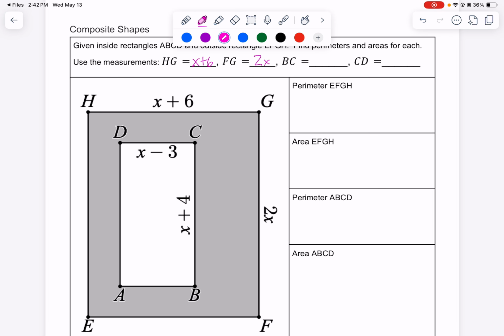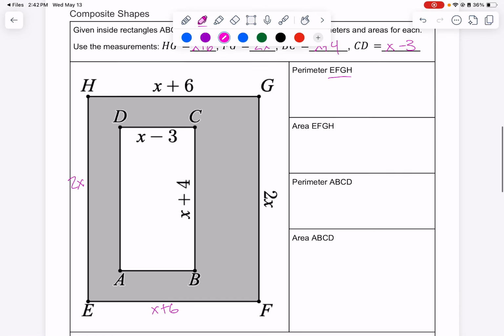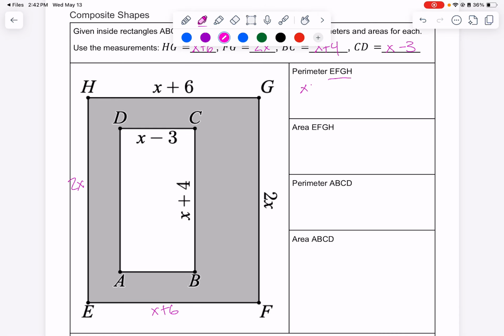BC, so that's my vertical here, is x plus 4. And DC or CD is x minus 3. The perimeter of EFGH, that's the larger rectangle going around the outside. Well, I'm going to have a 2x on each of those vertical sides and an x plus 6 on both the top and the bottom. So I'm going to have x plus 6 plus 2x plus x plus 6 plus 2x.